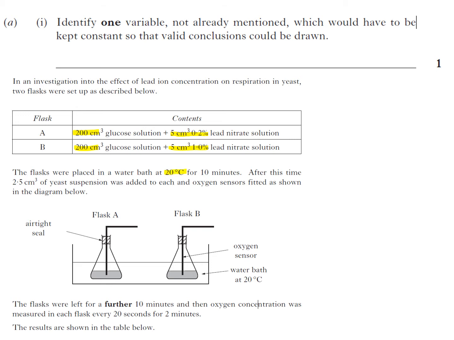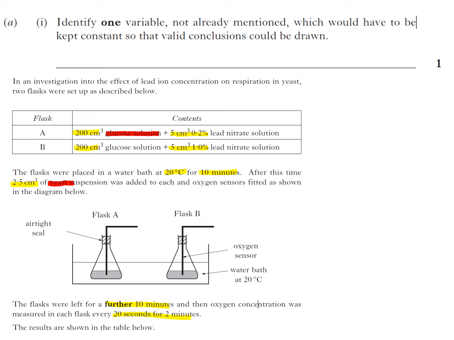We've got temperature, we've got the minutes it was left for. We've got the volume of the yeast suspension, and then we've got how the measurements were taken and how long they were left for. Okay, so we need to work around this. So you've got to look for something which is in here but has not got more information about it. So, well, we've got volume of glucose solution, but we don't have concentration of glucose solution, so that's a potential.